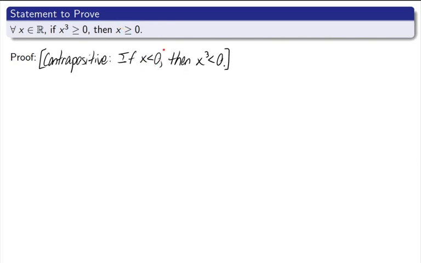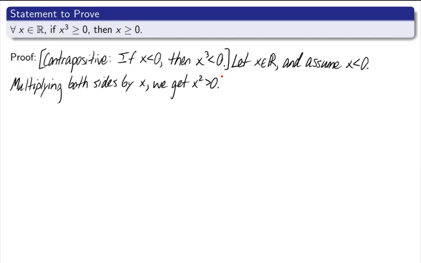Now let's do the proof. Let x be an element of the reals and assume x is less than 0. Now remember, we want to show that x cubed is less than 0. What we could do is multiply both sides by x squared to get to x cubed, but we don't know for sure that x squared is greater than 0. We know because x is a real number that x squared is greater than or equal to 0, but we need to first make a claim that x squared is greater than 0 so that we can multiply by it. Here's how we'll do it.